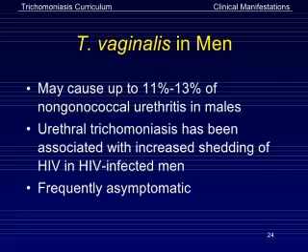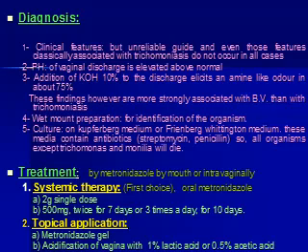Trichomonas vaginalis in men is frequently asymptomatic, but in 10% or more of cases, non-gonococcal urethritis is found. Vaginal trichomoniasis is diagnosed by its clinical picture, addition of potassium hydroxide resulting in release of amines giving fishy odor in about 75% of cases. These findings are more strongly associated with bacterial vaginosis than with trichomoniasis.